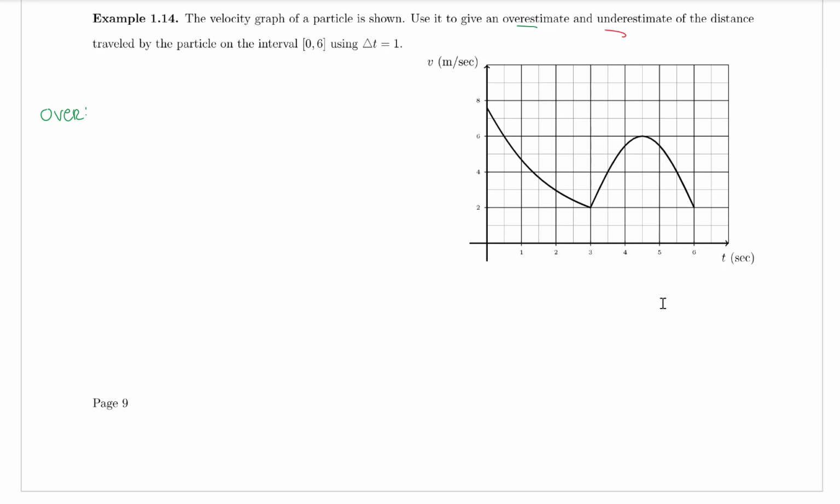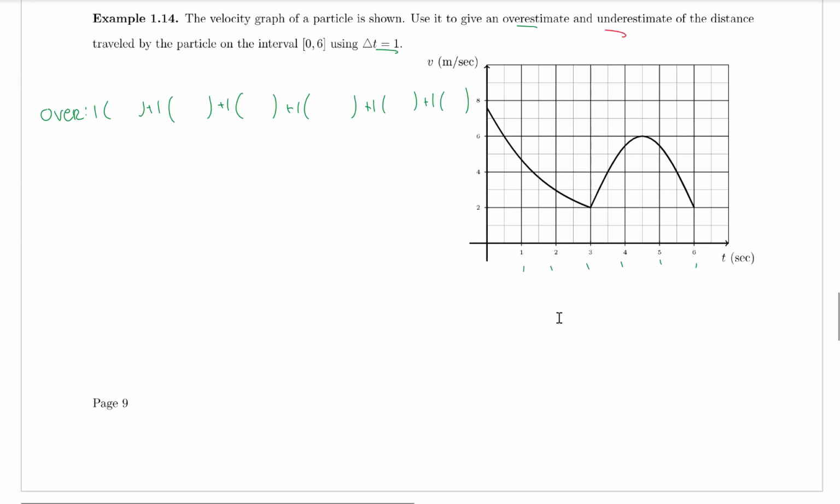So I want to do delta t of 1 here, which means if I'm going from 0 to 6, I'm going to need 6 different rectangles. So I'm going to do 1 times something plus 1 times something plus 1 times something plus 1 times something plus 1 times something plus 1 times something. There's our 6 different rectangles.